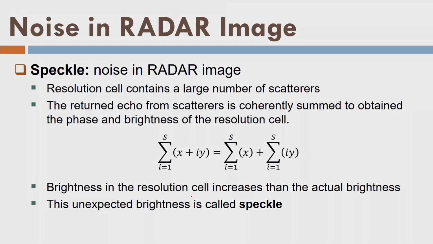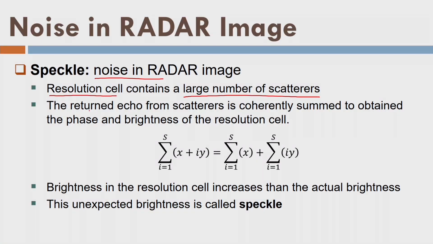But before that, try to understand the noise in the data. The noise in the radar image is called speckle. The resolution cell contains a large number of scatterers. So, within one cell we have many scatterers or reflective objects. That return echo from the scatterers is coherent, as we have already discussed. We are considering only the coherent component.